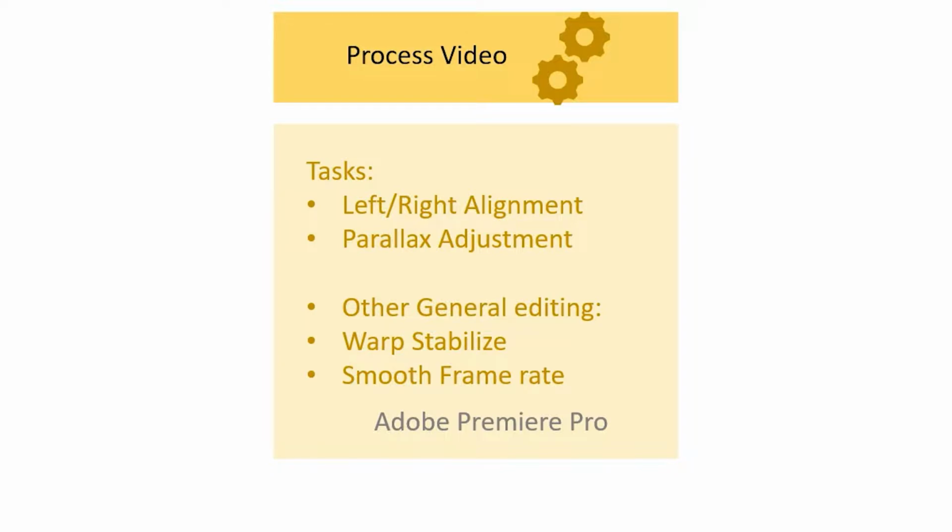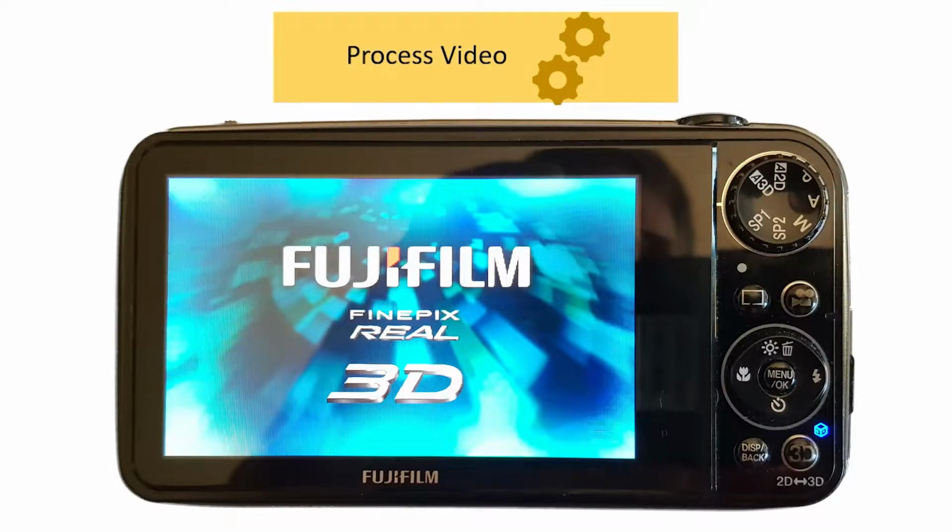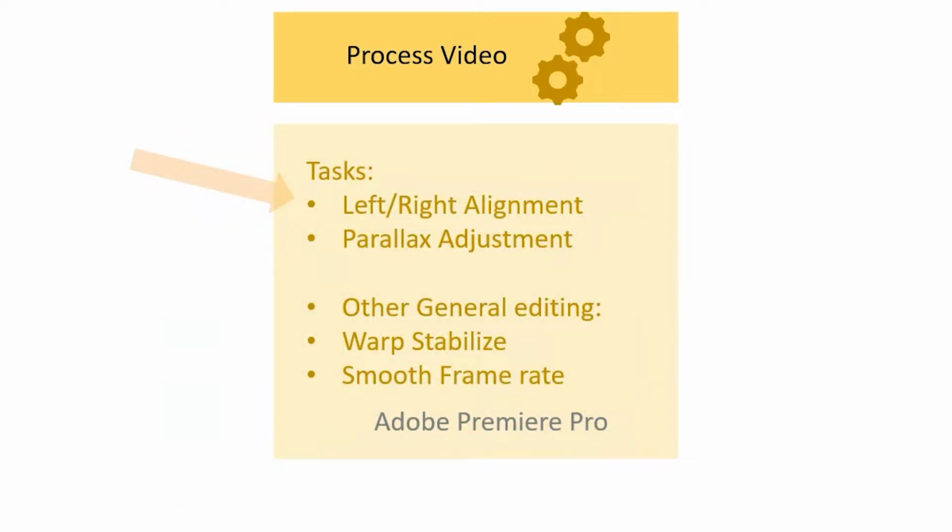So the sort of tasks that I'm going to be showing you are how to align your left and your right eye. Now, if you take your video with a 3D camera, like the Fujifilm 3D-W3, then you may not need to do this because the lenses are already aligned. But if you take your video independently with two different cameras, then it's likely that you're going to have to align the images because they're going to naturally be misaligned. You may need to rotate them or change the position of the video to match. I'm going to show you how you do that.